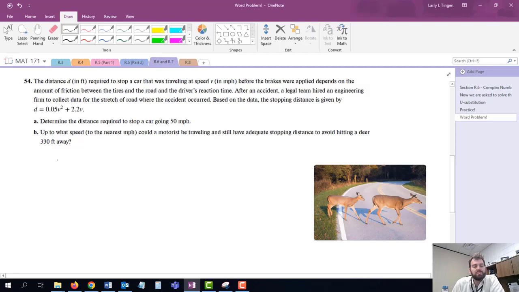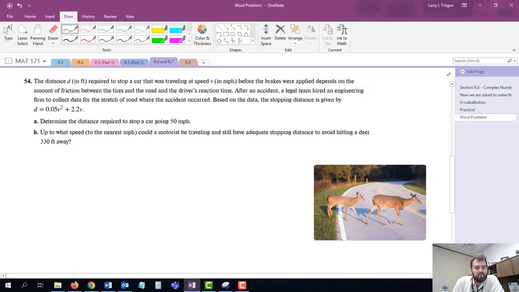Part A, determine the distance required to stop a car going 50 miles an hour, and then B, up to what speed to the nearest mile per hour could a motorist be traveling and still have adequate stopping distance to avoid hitting a deer 330 feet away.